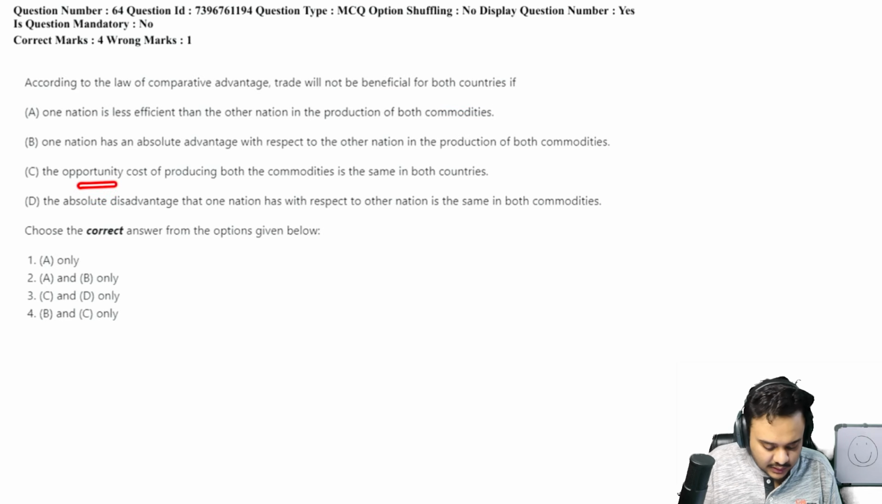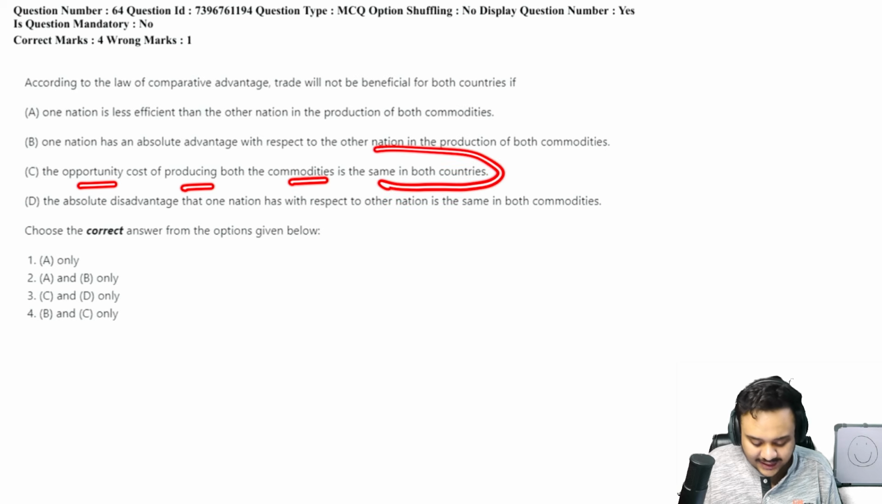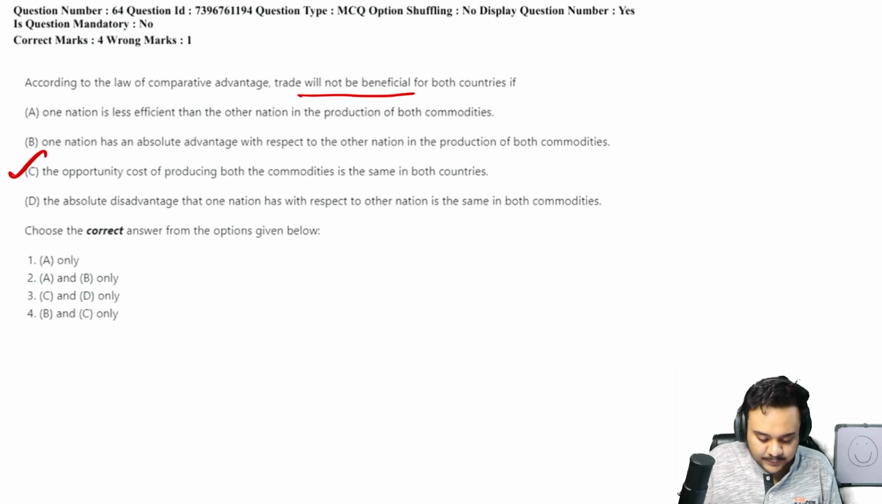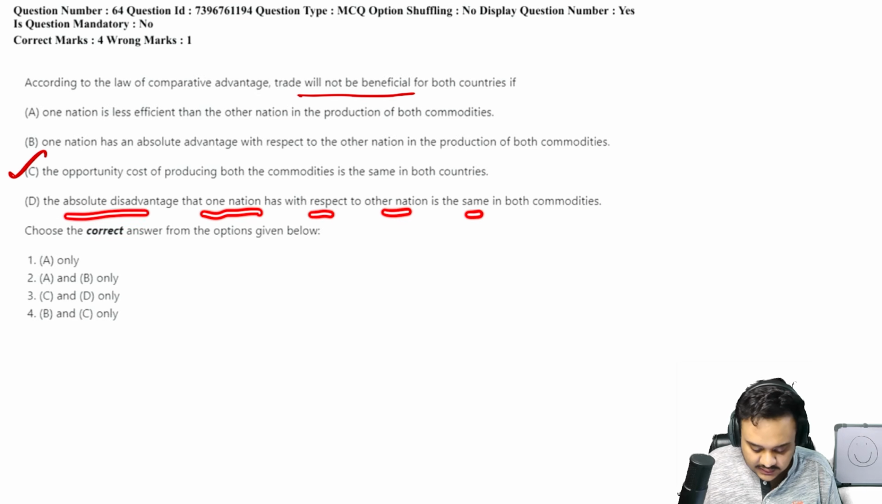Okay, so then opportunity cost of producing both commodities is the same in both countries. Yes, if this is the case, then trade will not be beneficial for both countries. Then the absolute disadvantage that one nation has with respect to the other nation is the same.